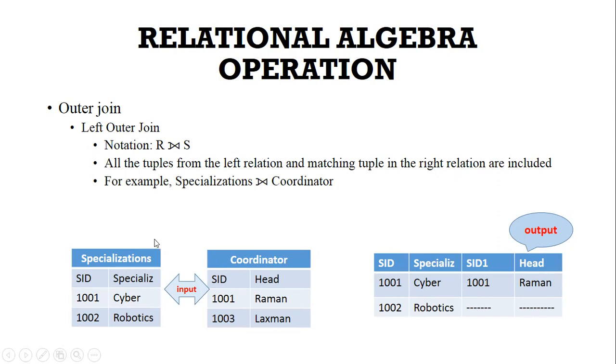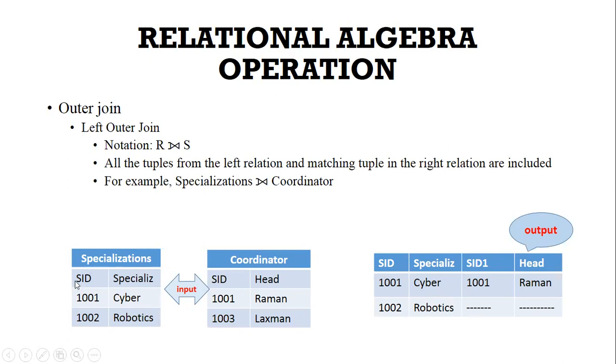The meaning is we are having two tables here. One is specializations, another one is coordinator. Specializations has two attributes, SID and specialization. Coordinator table has two attributes, SID and head. So now what the left outer join says is all the tuples from the left relation will be included, and the matching tuples in the right relation will be included.